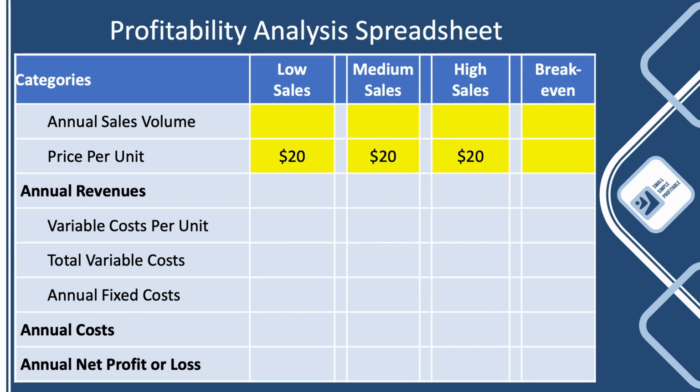Now let's look at how you can estimate your annual sales volumes and your price per unit. For now, we'll ignore the break-even column and just focus on low sales, medium sales, and high sales. These estimates are easiest to come up with if you start with the second row in the spreadsheet, which is the price per unit. Let's define units of sale first.